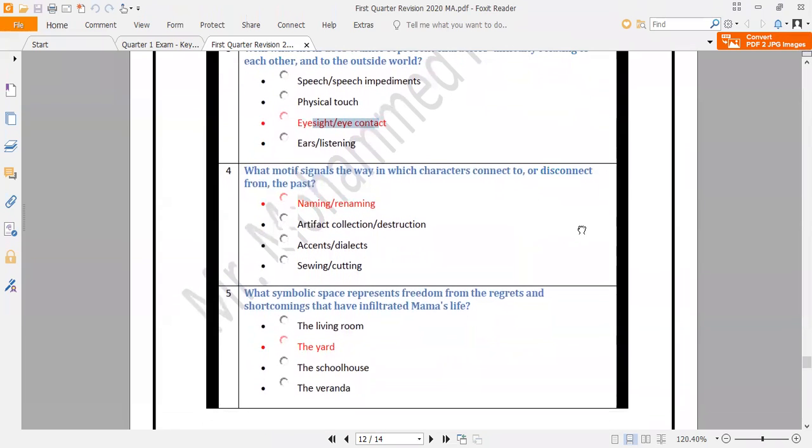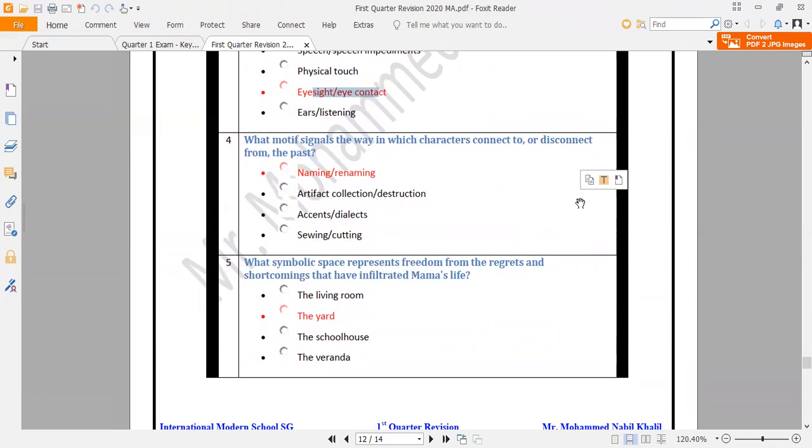What motive signals the way in which characters connect to or disconnect from the past? Naming and renaming. The naming and renaming process tells us that the character has detached or been disconnected from the past. We know that Dee doesn't like her past. She doesn't like to be named after her oppressors. She thinks that her heritage and her ancestors are her own oppressors, so she decides to change her name and also deny or shun everything that reminds her of her own heritage.